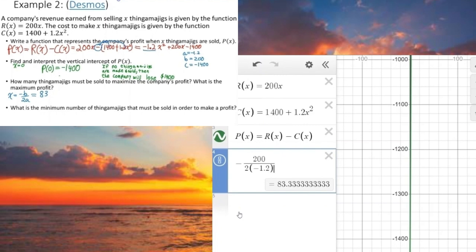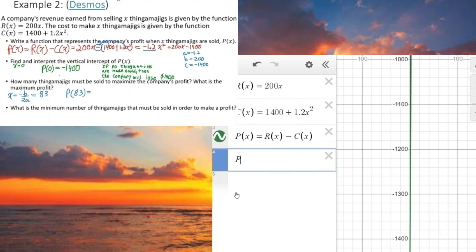Now that we know how many thingamajigs must be sold to maximize the profit, what is the maximum profit? To find what the maximum profit will be, that is the second component of our vertex, which means we're going to take 83, plug it into our profit function. Going back to Desmos, we'll just type in P of 83. And we get that P of 83 is $6,933.20.